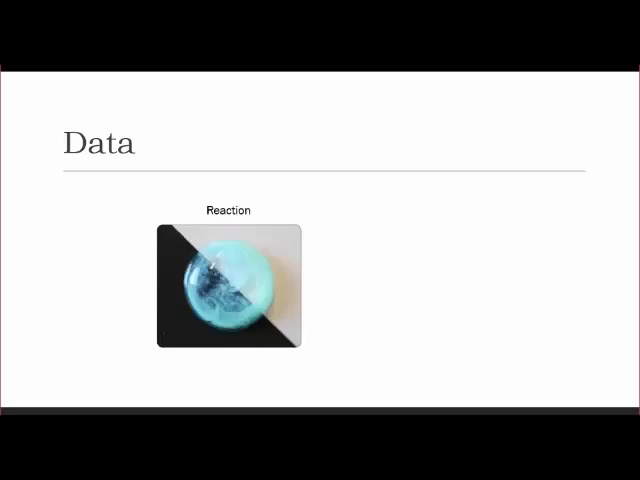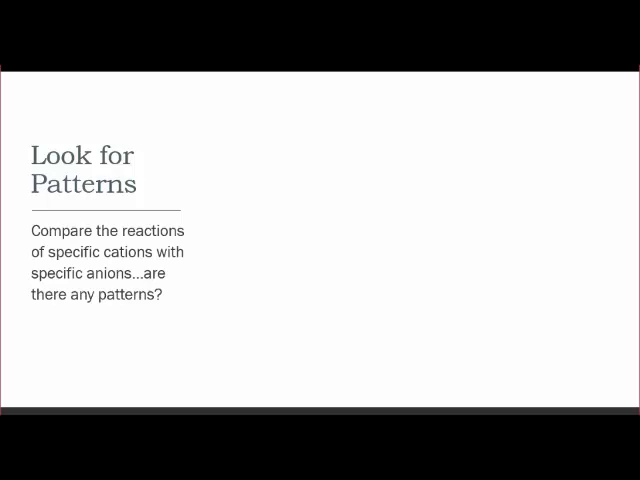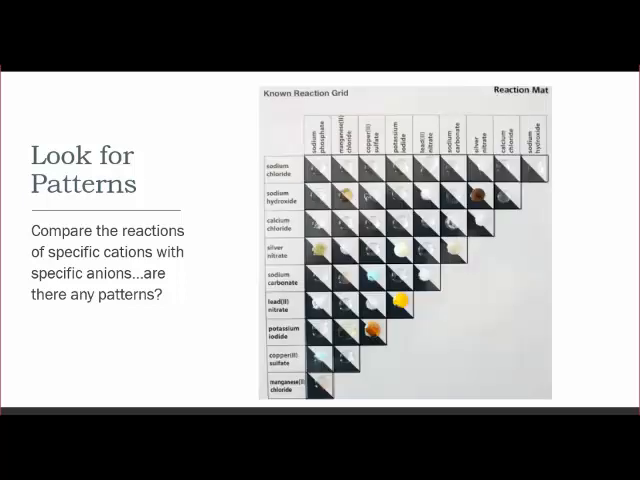So for example, this is one of the reactions that you're going to see. And if this were the reaction you were writing the data down for, in the data table, you would write blue precipitate because that is what you saw in the reaction. Once you've written down all of your data, that's when you're going to begin to look for patterns. So you want to compare the reactions that have the same cations with specific anions and see which patterns you can find in those reactions.